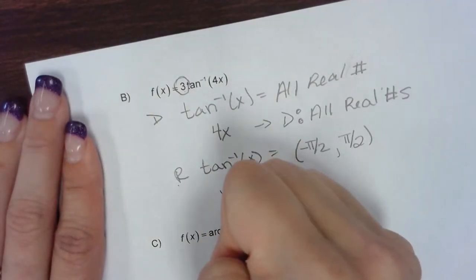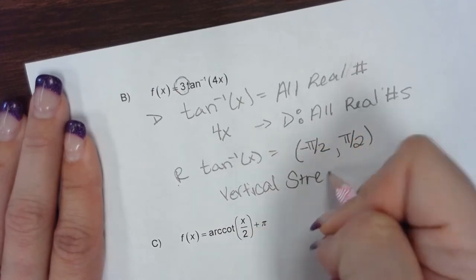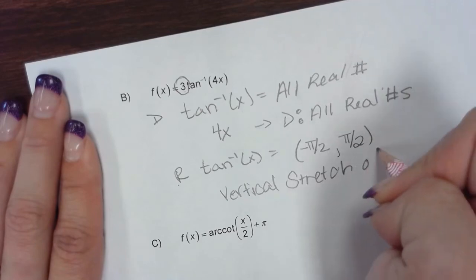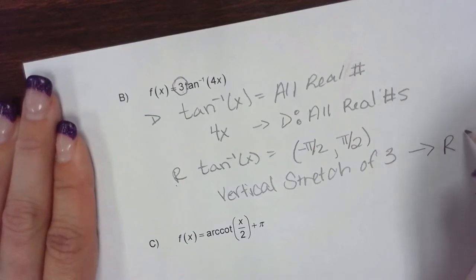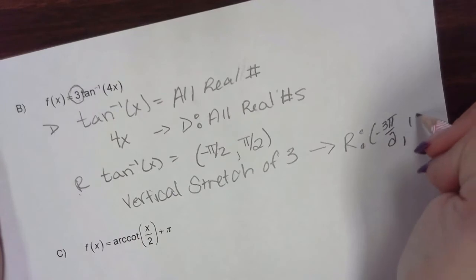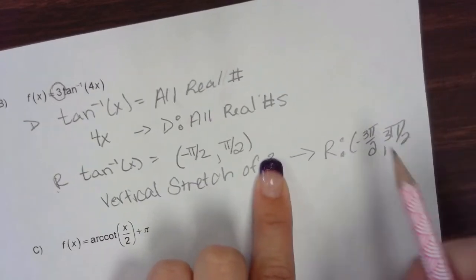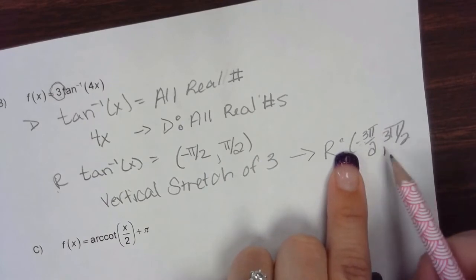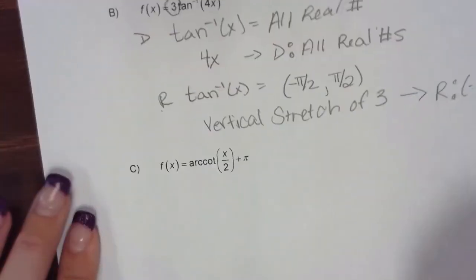Since there is a vertical stretch of 3, that means our range ends up being negative 3 pi over 2 to 3 pi over 2. Sorry guys, let me repeat that. Since we are doing a vertical stretch of 3, our range changes to negative 3 pi over 2 to 3 pi over 2. Okay, just multiplying the original by 3.